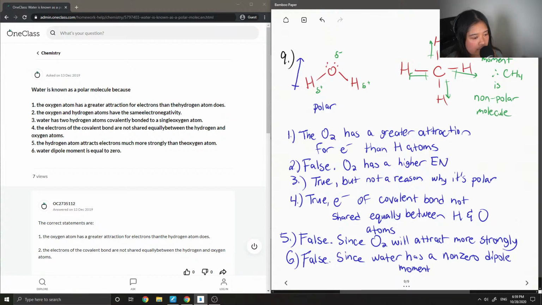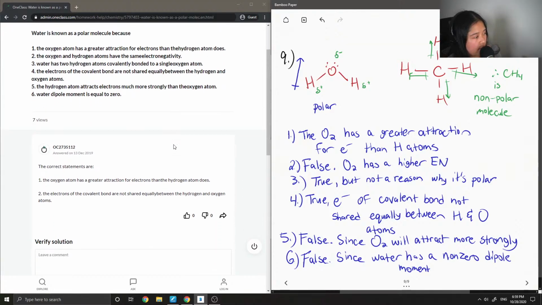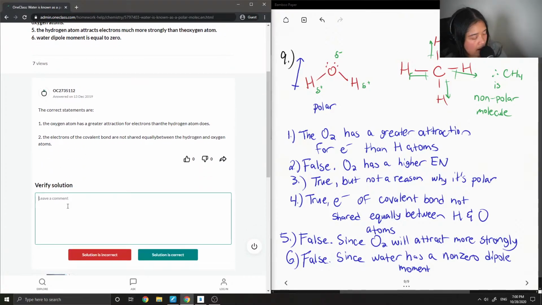Let's see the answer from our junior tutor. Okay. They said the correct statements are that oxygen atom has a greater attraction for electrons than the hydrogen atom does. Yep. And then electrons of the covalent bond are not shared equally between the hydrogen and oxygen atoms. So that is also correct. So this solution is correct.